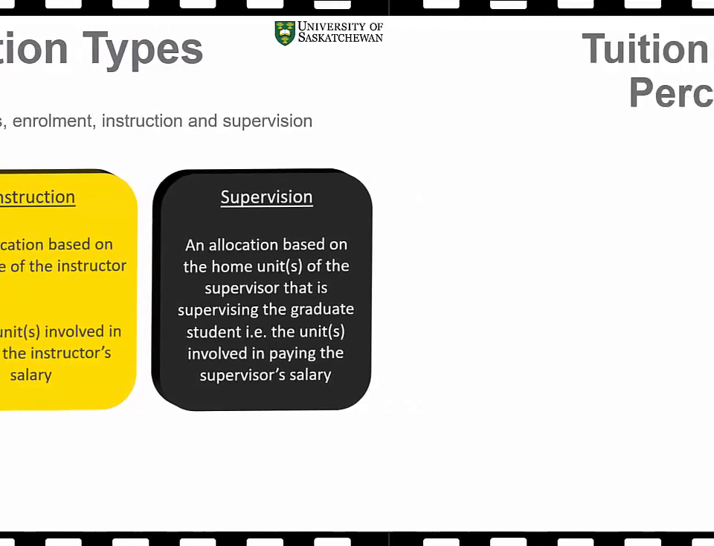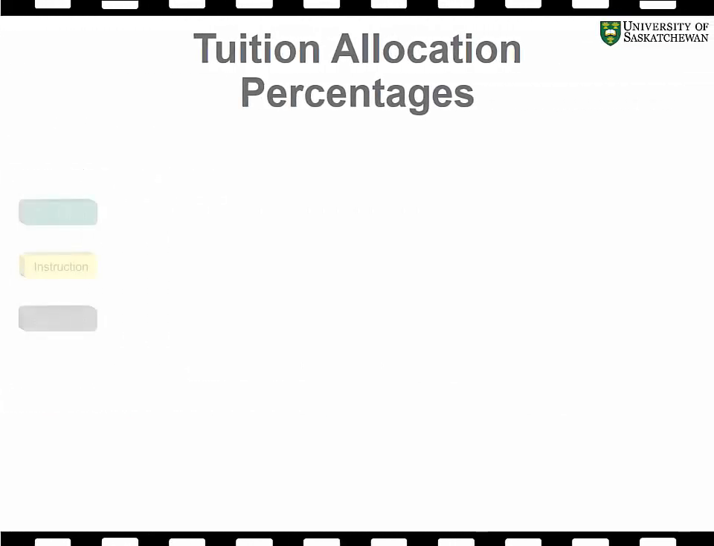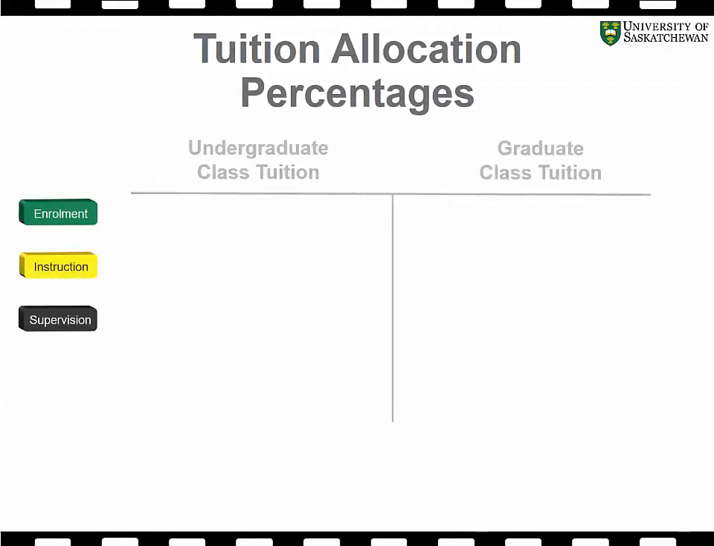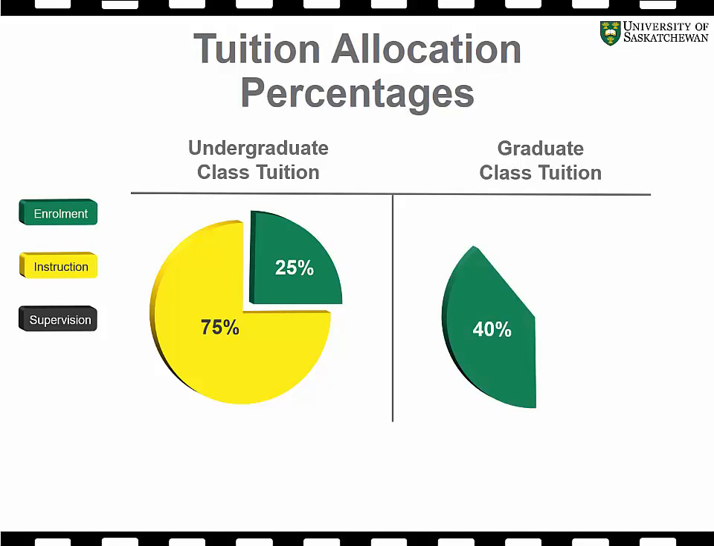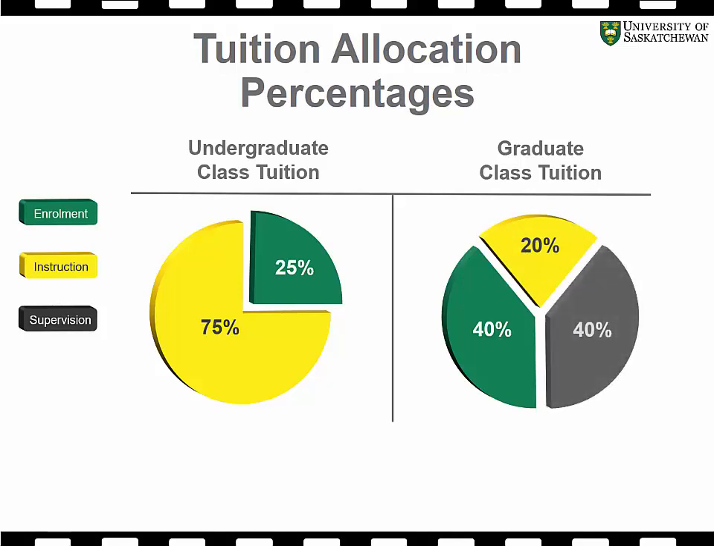In the case of undergraduate class tuition, 25% of the assessed tuition is allocated to the student's home college of enrollment and 75% to the college or school that is paying the instructor of the class. With graduate class tuition, 40% of the assessed tuition is allocated to the student's home college of enrollment, 20% to the college or school that is paying the instructor, and 40% to the college or school that is paying the supervisor. With undergraduate medicine, vet med, and dentistry programs, 100% of tuition is allocated to the student's home college of enrollment.